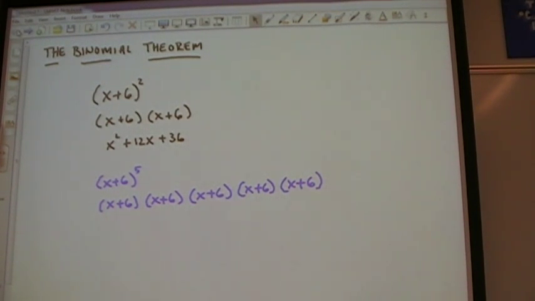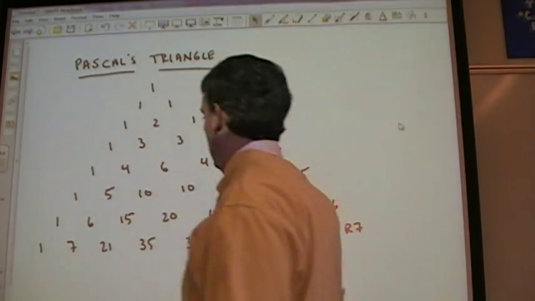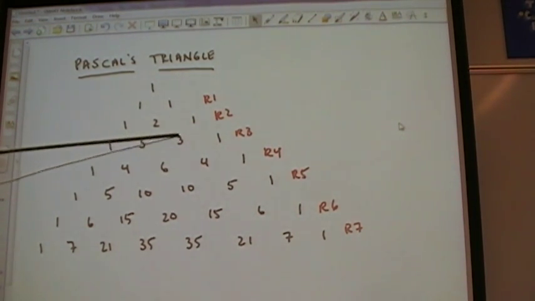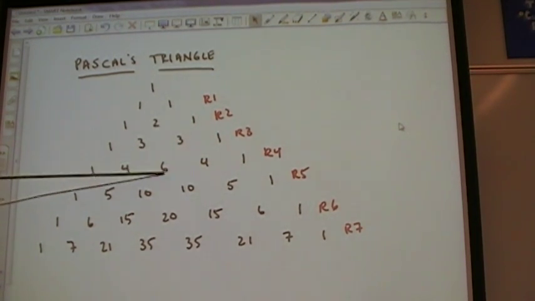And right here are the first 7 rows. They don't consider that top one a row. That one by itself is not a row. Your rows don't start till here. But you've got to be able to come up with this triangle on your own. We start with a 1, then we go 1, 1, then 1, 2, 1 for row 2. Row 3 is 1, 3, 3, 1. Row 4 is 1, 4, 6, 4, 1.